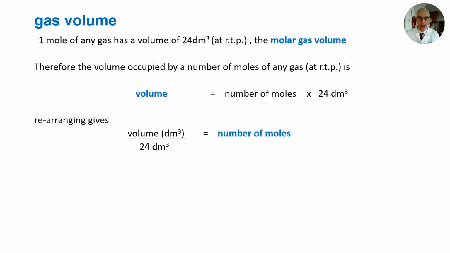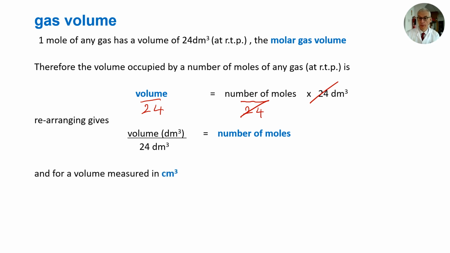I've achieved that. I'm going to be pedantic about this because not everyone can do this. I'm going to divide both sides by 24 decimeters cubed. So I'm treating both sides the same. I'm dividing by 24. You'll see on the right hand side the 24 cancels out above and below the line. So we've got volume divided by 24 is equal to number of moles.